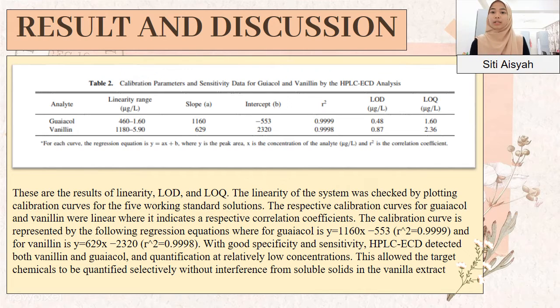It was represented by the regression equation as stated, where Y is the peak area of the analyte, X is the concentration of the analyte, and R squared is the correlation coefficient. With good specificity and sensitivity, HPLC easily detected both vanillin and guaiacol and quantified them at relatively low concentrations. This allowed the target chemicals to be quantified selectively without interference from soluble solids in the vanilla extract.